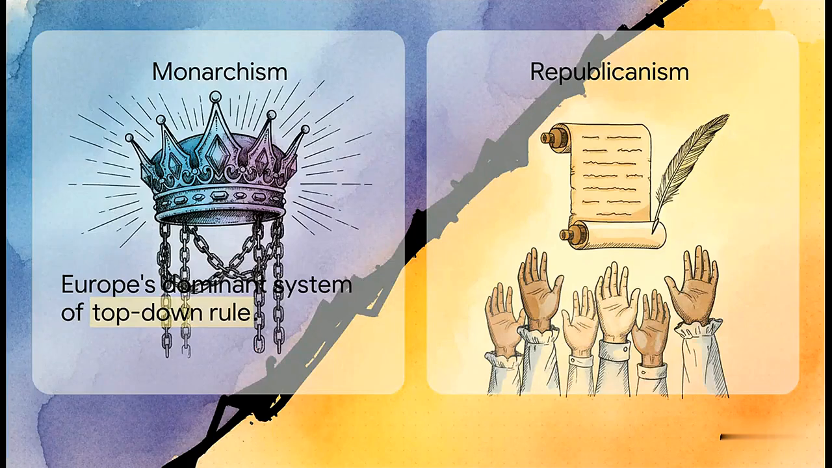So now a really deep ideological split begins to form. We aren't just talking about money anymore, folks. We're talking about two completely incompatible worldviews. On one side, you got monarchism, Europe's dominant system of top-down rule, and on the other side, this emerging colonial ideology of republicanism, which passionately demanded that any legitimate government actually requires the consent of the governed.